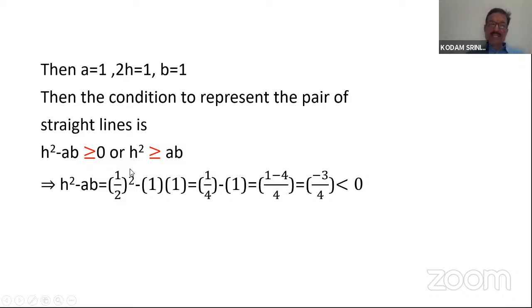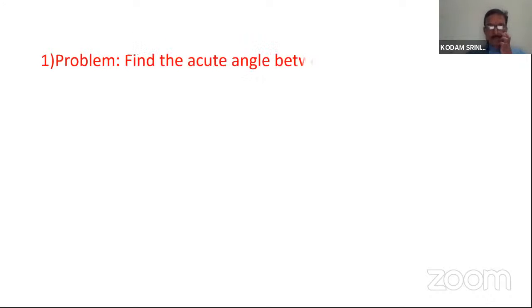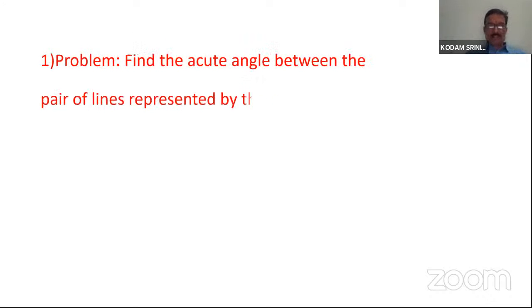But as per our condition, h square must be greater than or equal to ab. So h square minus ab must be equal to 0 or greater than 0. It must not be less than 0. Then only the given equation represents a pair of straight lines. Here we got h square minus ab less than 0. Therefore the given equation does not represent the pair of straight lines.